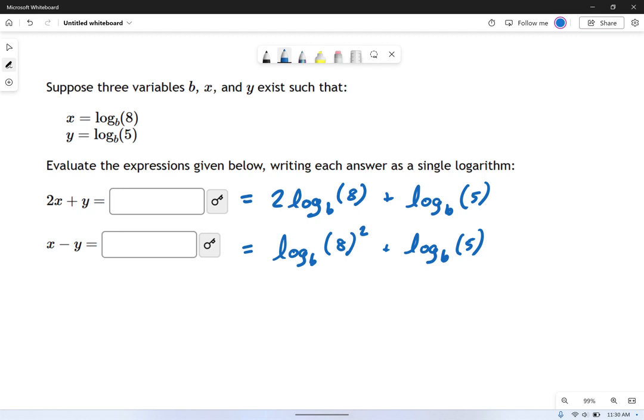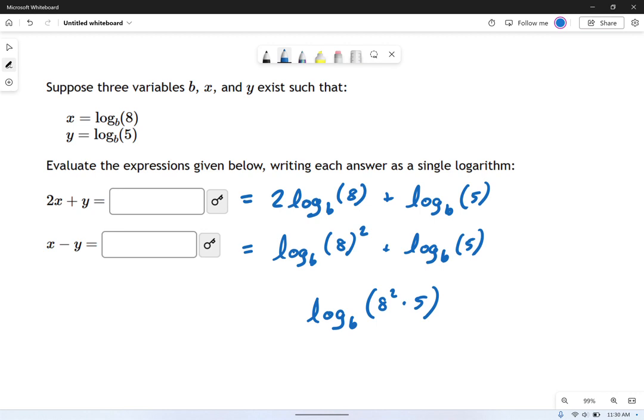And I want to move these into a single logarithm as my next step. That will use the product rule. So I'm going to write a single log base b. And now look what I'm doing. This is 8 squared times 5. Okay, that was the product rule that allows the arguments to multiply together in exchange for making a single logarithm out of it.